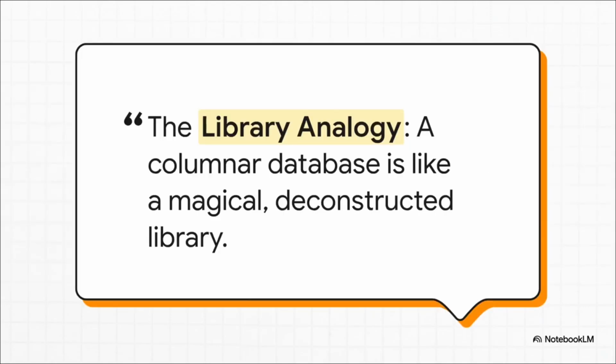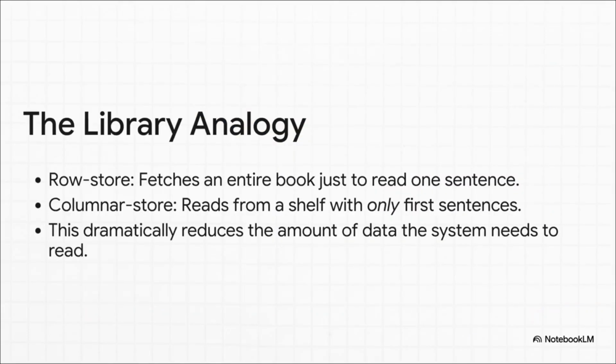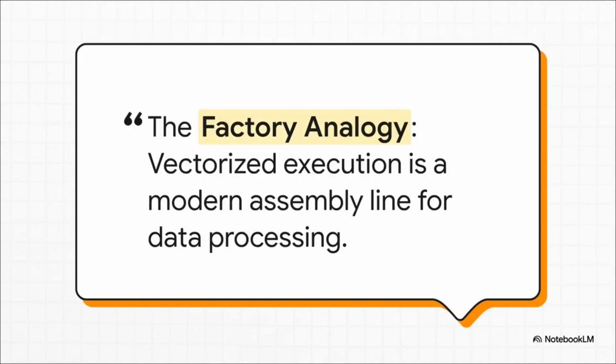All right, pillar number 1, columnar storage. Instead of storing data in rows like a traditional book, DuckDB stores it vertically by column. And to get this, the library analogy is just perfect. Just think about that for a second. If your query only needs, say, 2 columns out of 50, a row-based system has to read all 50 columns from the disk just to throw 48 of them away. It's incredibly wasteful. A columnar system, on the other hand, only reads the 2 columns it actually needs. This simple change leads to a massive reduction in the amount of data being moved around, which is a huge, huge performance win.